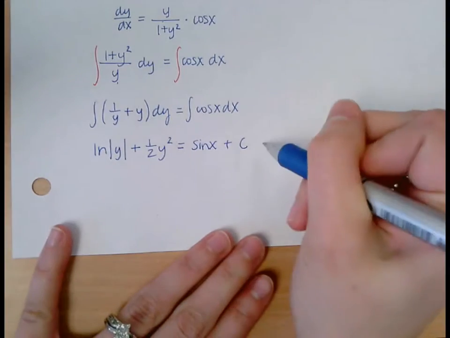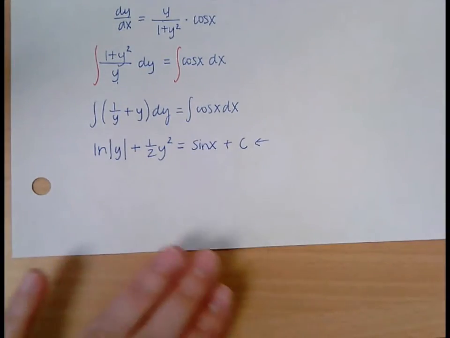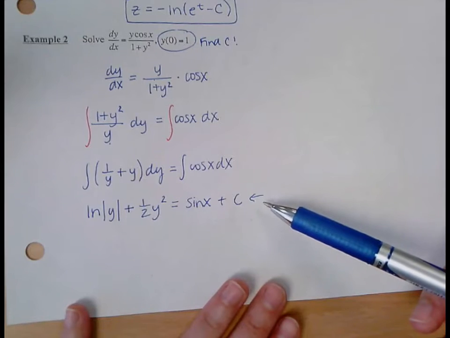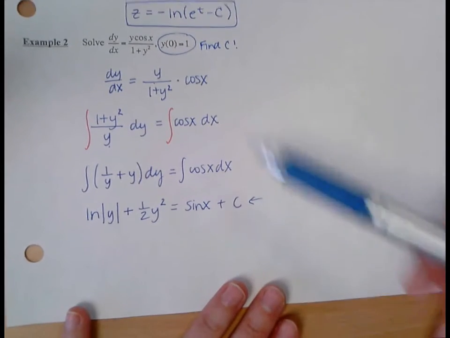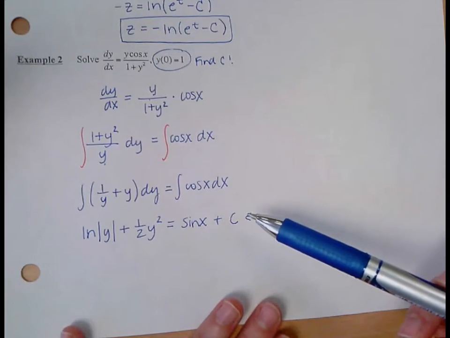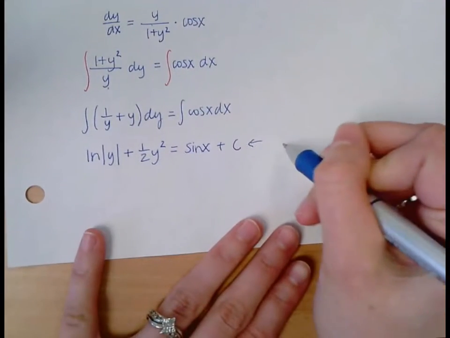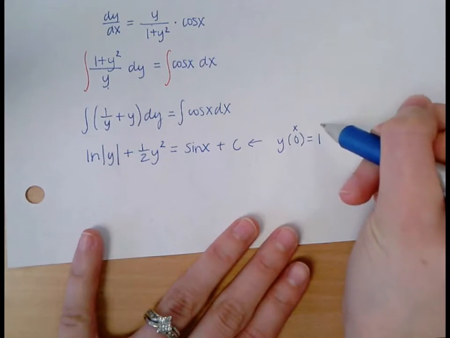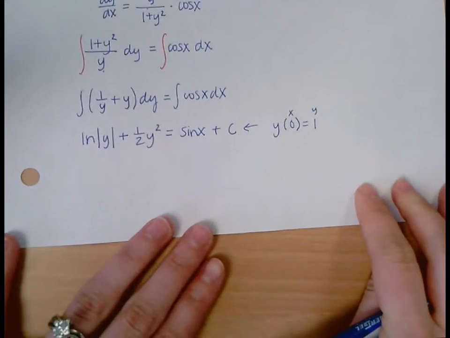So here, this is the point where if you are given an initial condition, you should plug that in to find your C. This is the point you should automatically find C before you try solving for y, if you can. So I'm going to substitute in the 0 for x and the 1 for y to find C.